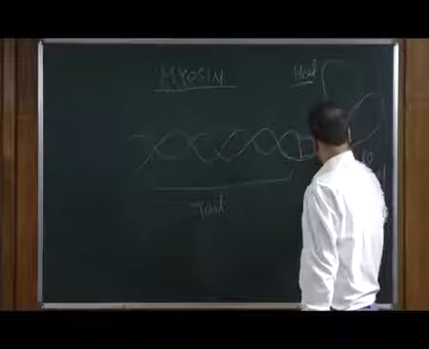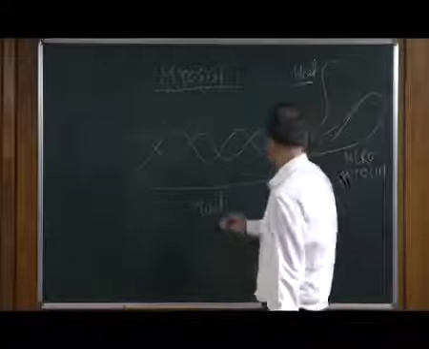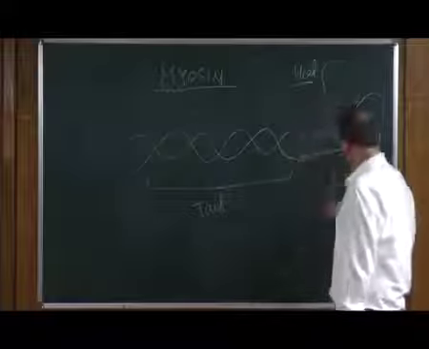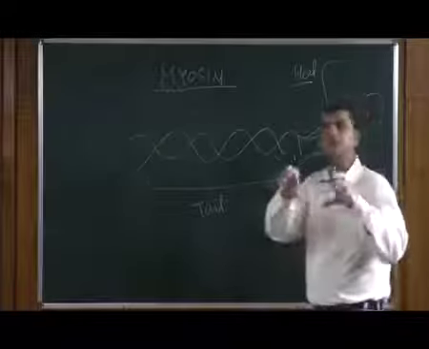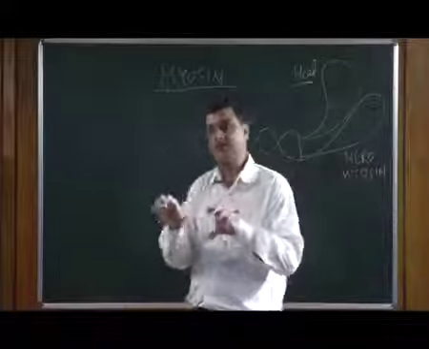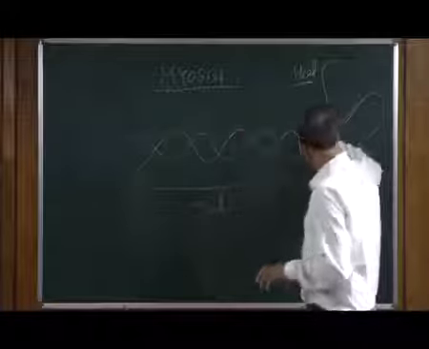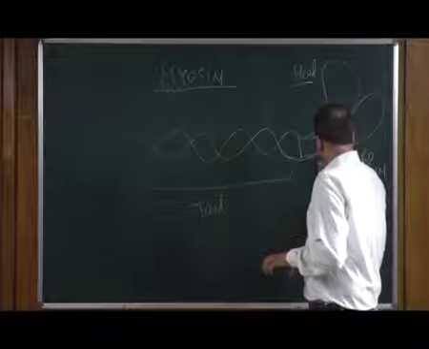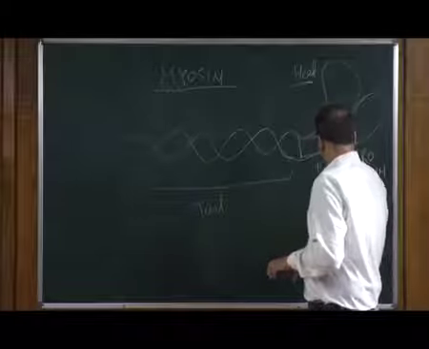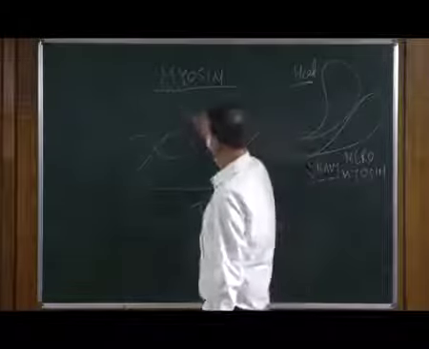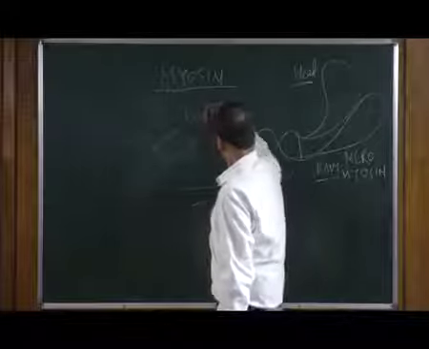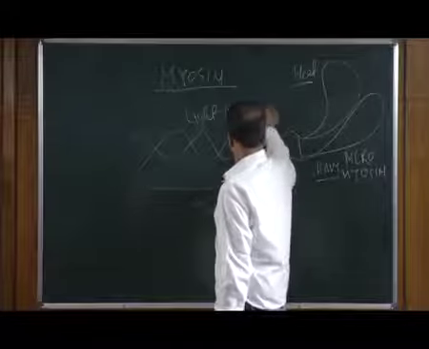So, this is head meromyosin and this is tail meromyosin. Sometimes these two units are distinguished. This is meromyosin, this is also meromyosin, but this is called heavy meromyosin. So, the terminology is heavy, and this one is called light meromyosin.